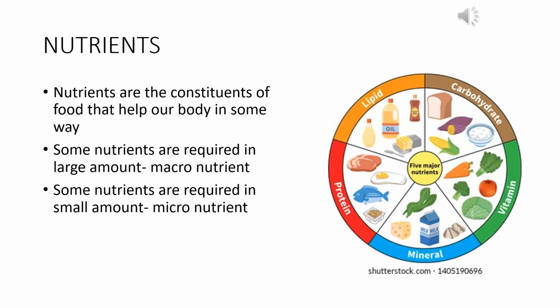First 3, which are actually required in large quantity, are called the macronutrients, and those include the carbohydrate or the starch or the sugar, the proteins and the lipids or the fats. These 3 are called the macronutrients because these are required in large amount by our body. And there are also the vitamins and the minerals that are not required in such large quantity but required in very small amount by our body. Although they are required in small amount, they are very important for our body. So these are called the micronutrients.